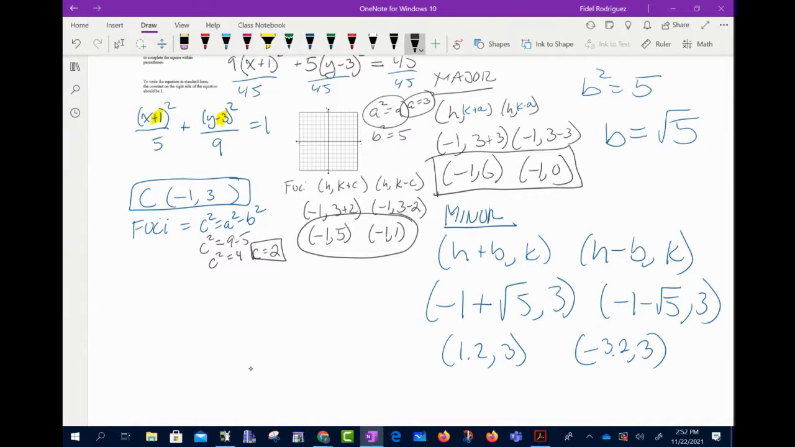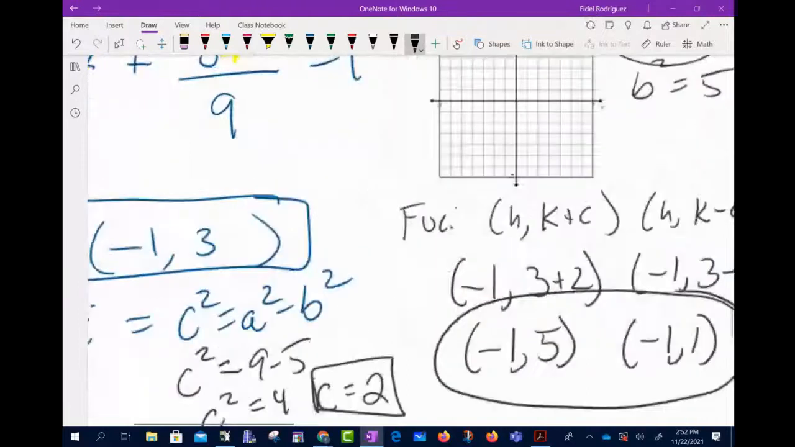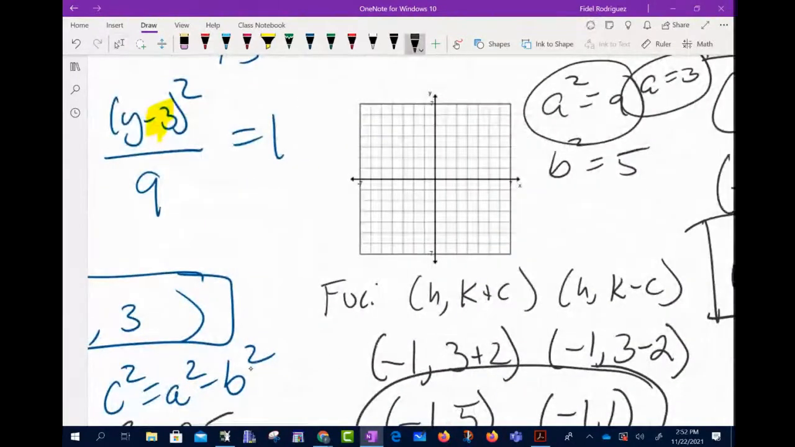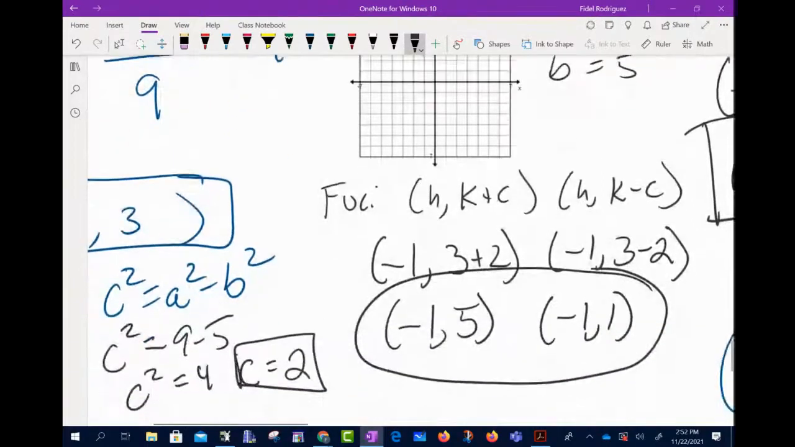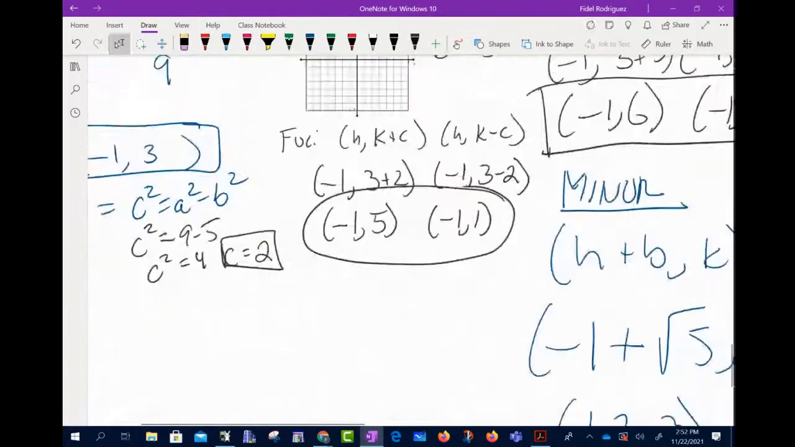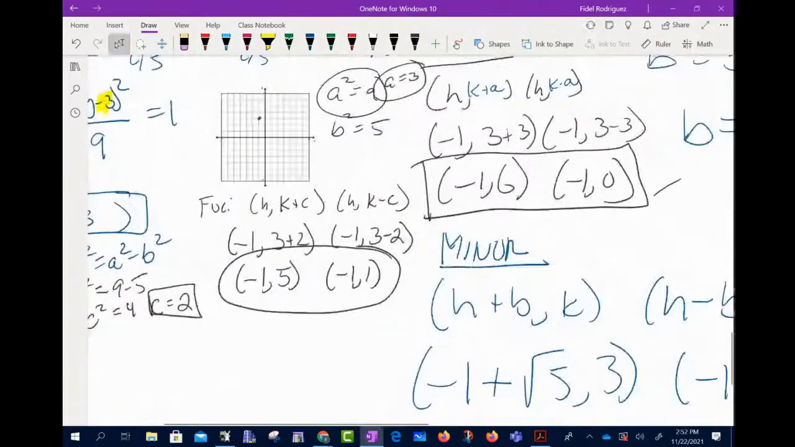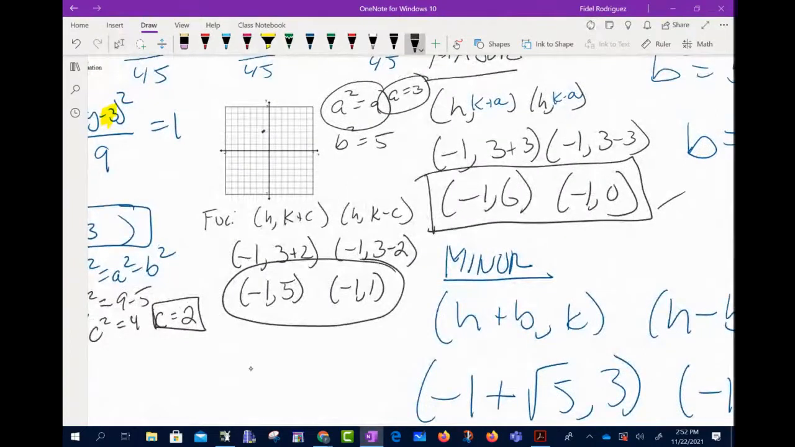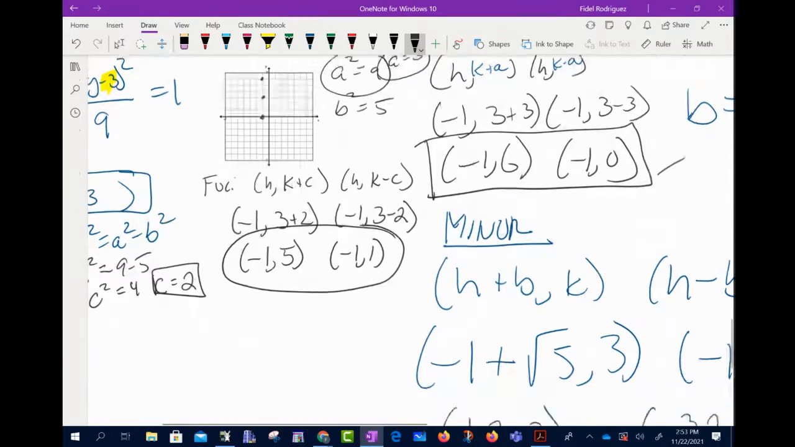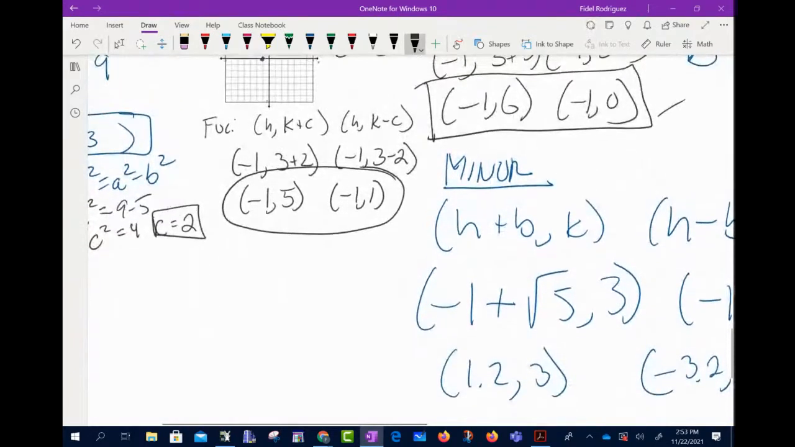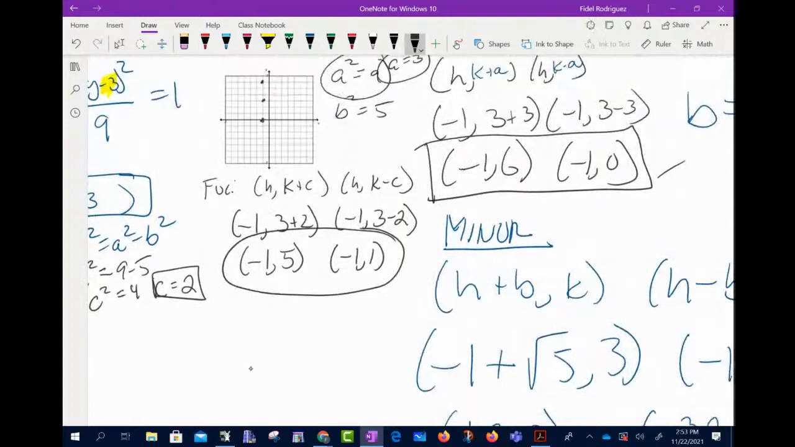All right, so first things first, y'all, I'm going to go ahead and plot the center of the ellipse, which is (-1, 3). So -1 and then 1, 2, 3 right up here. And then for our major, we had (-1, 6) and (-1, 0). So -1 and 0 is right there, and 3, 4, 5, 6 right up here.